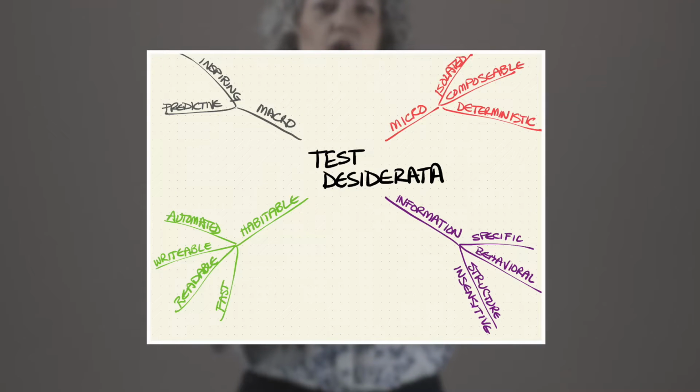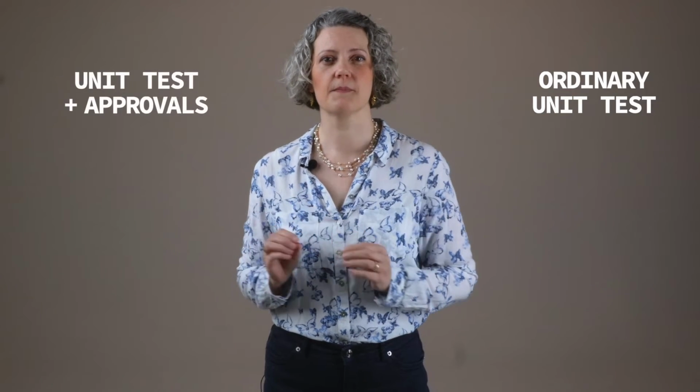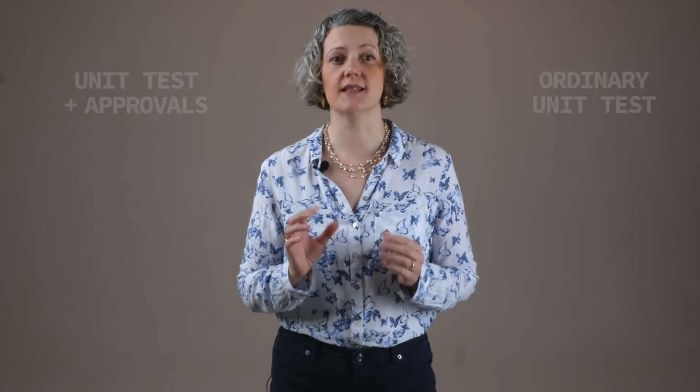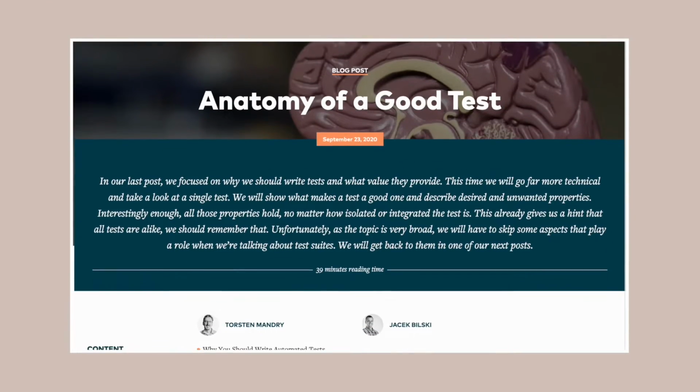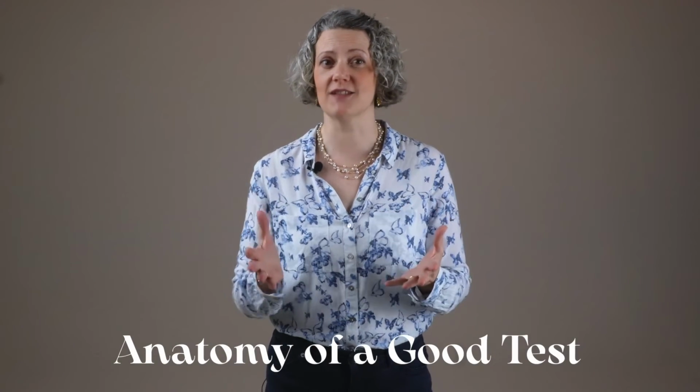So this is the picture of the 12 desiderata. And in this video, I want to focus on the ones that are different between ordinary unit tests and unit tests that use approval testing. I think the main difference is in readability, and I've got an example to demonstrate that. I found this article by Torsten Mandry and Jacek Bilski called Anatomy of a Good Test, which references Kent's desiderata and illustrates them with an example in Java. There's a link to it in the show notes, so do go and read it. It's worth your time. I'm basing this demo on their example code.